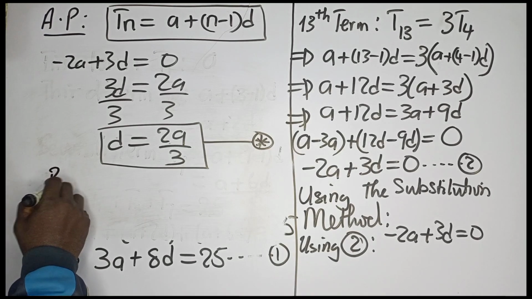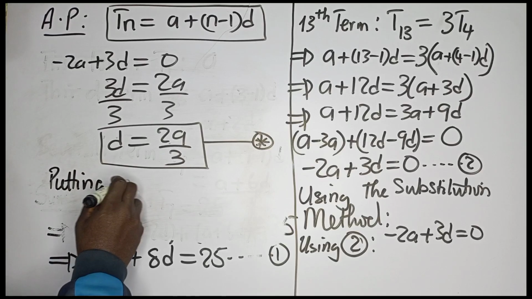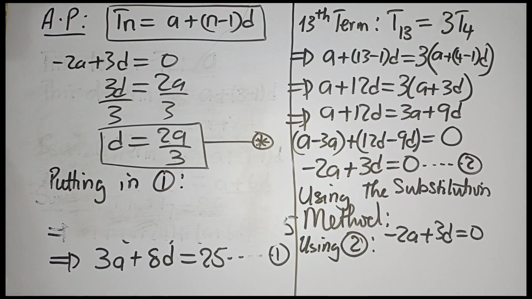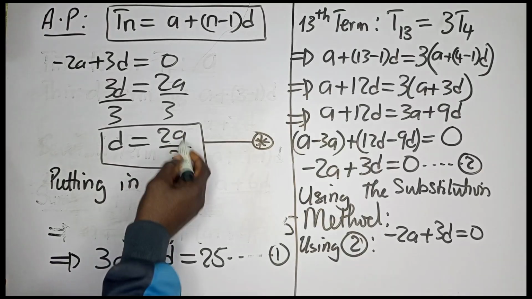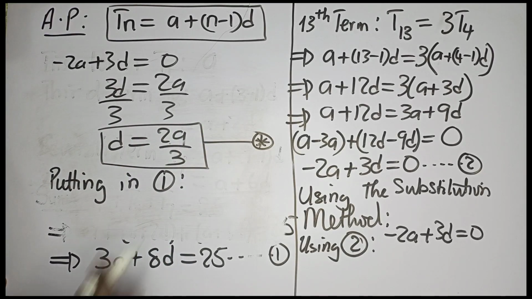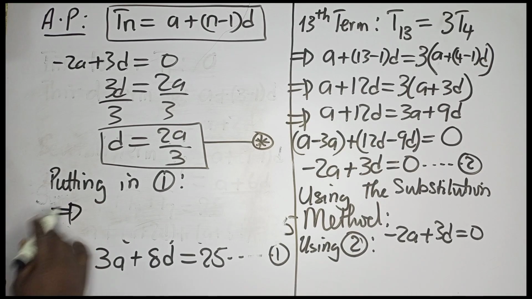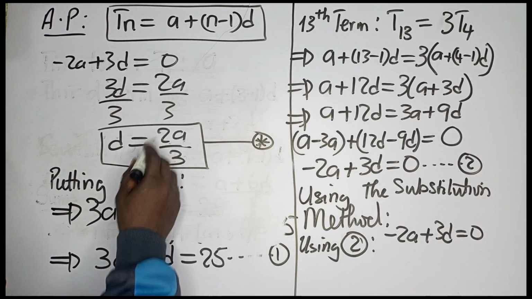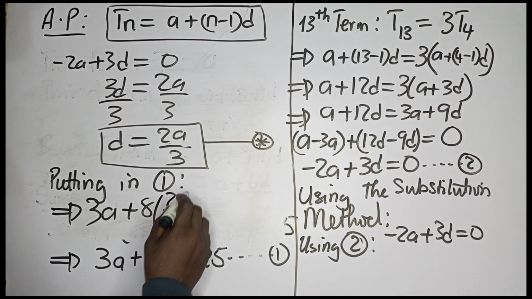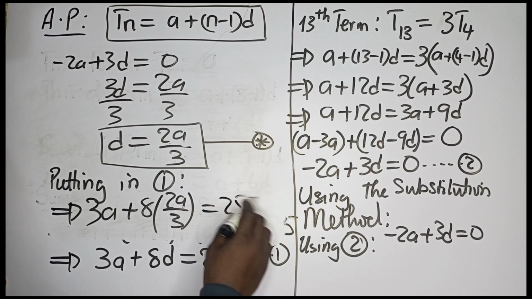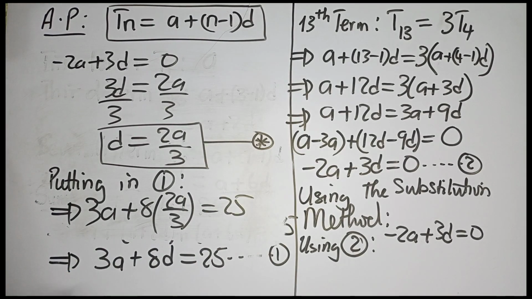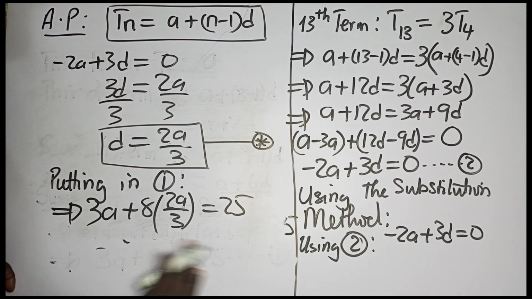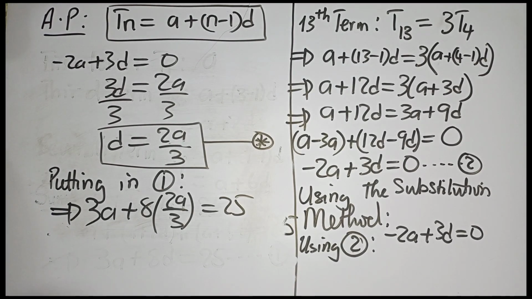So we'll now say putting in equation 1. That means wherever we find d in equation 1, we're going to put this expression, 2a all over 3. So that gives us, this is our equation 1, 3a plus 8 into our d, 2a all over 3 is equal to 25. Yeah, we don't need equation 1 anymore. So you now see the only unknown here is a. So we'll be able to calculate the value of a.